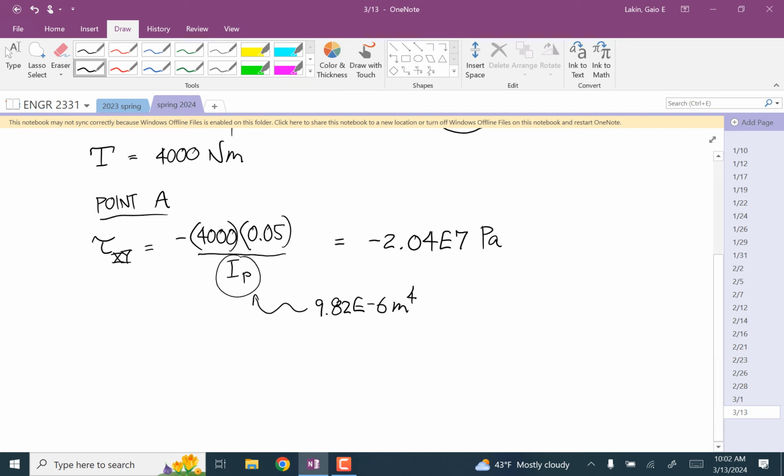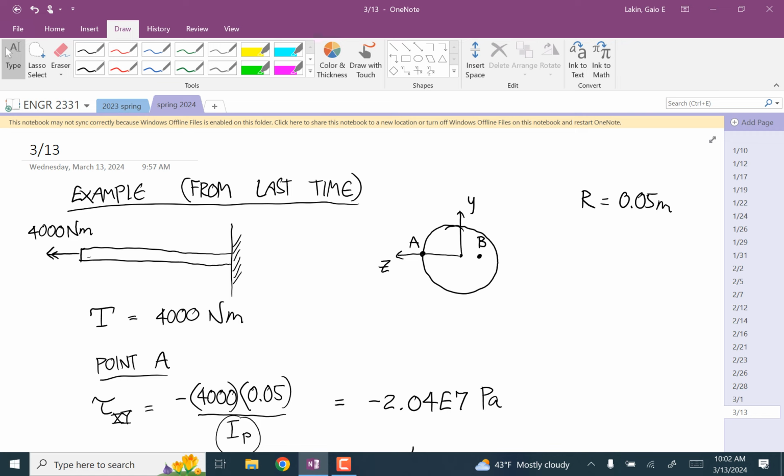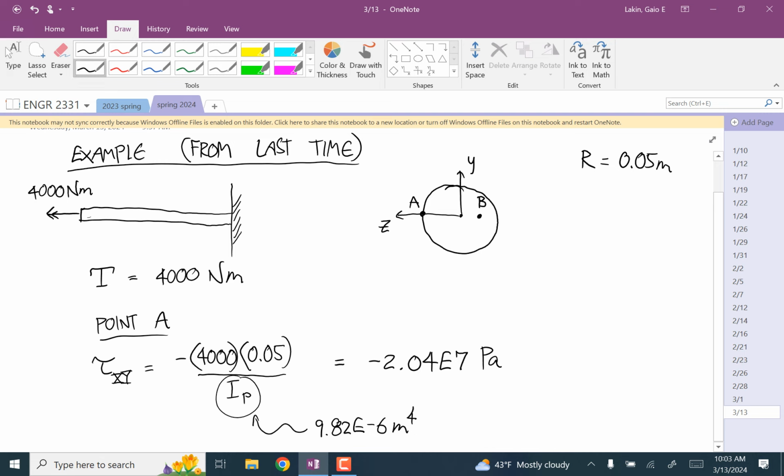Okay, so this is the problem that we started last time. We have this bar that's in torsion, and the internal torque is the same all the way along the bar. And so that T value never changes. Any cross-section, we're going to get the same values, whether it's close to the wall or close to the left end. But it's going to change as you go to different points in a cross-section.